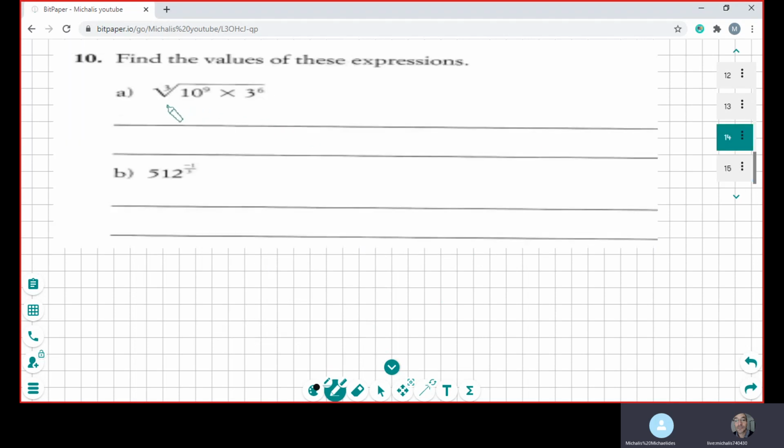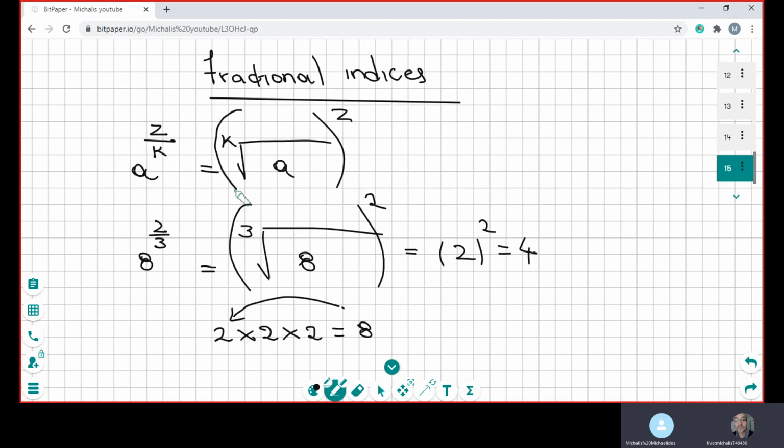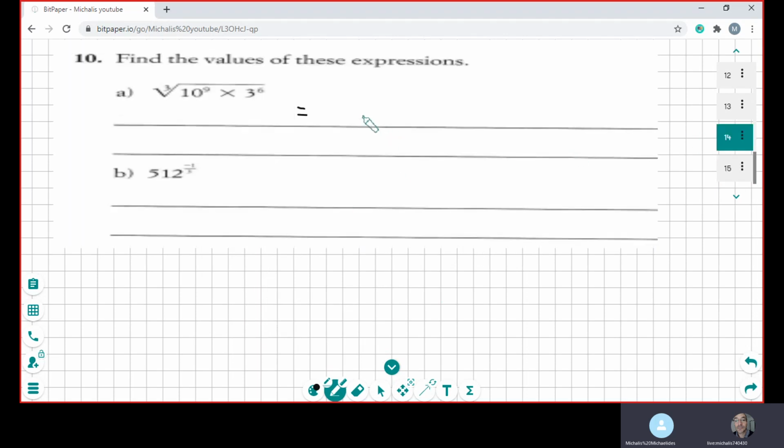So in this case, it is necessary to write this as a power, because I can also do the opposite. From this root I can make them as powers. This is very useful here. You remember the laws of indices. So in this case I can write this as 10 to the power of 9 times 3 to the power of 6, and I make this as a power of 1 over 3 because I have a cubic root. I can write this as a fractional power.